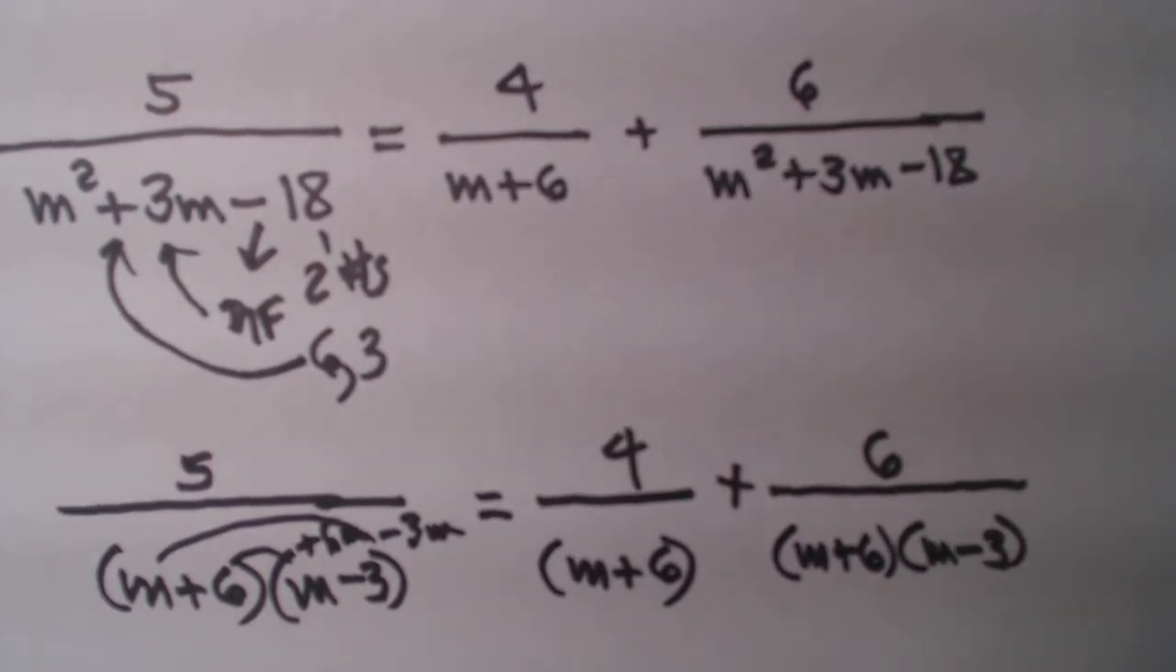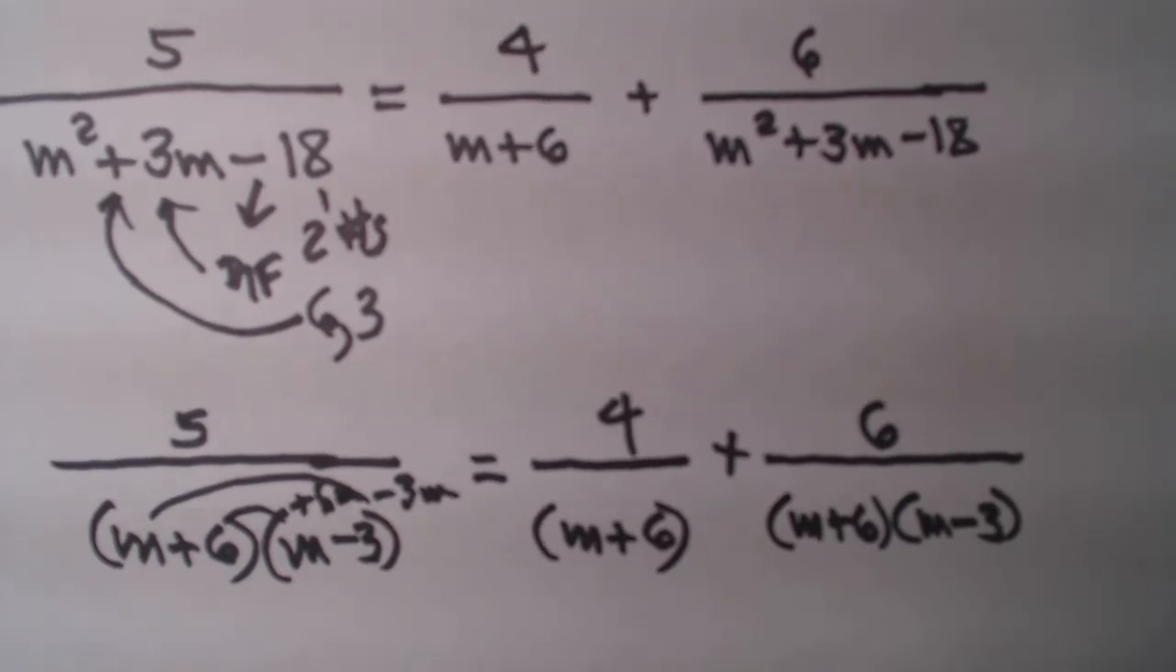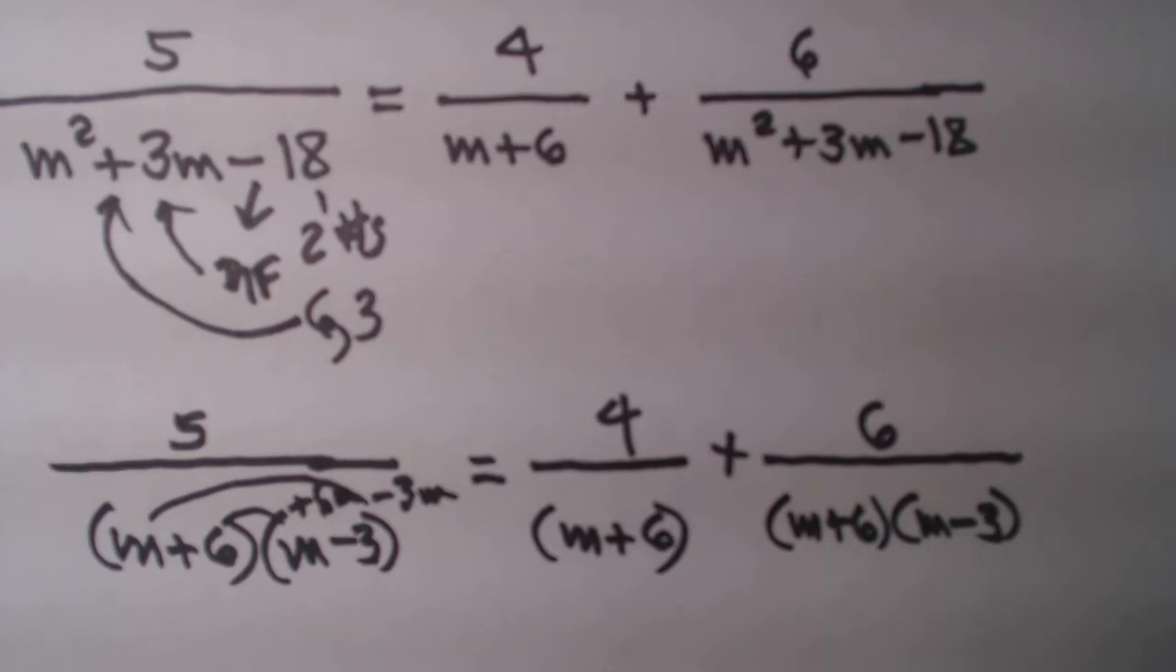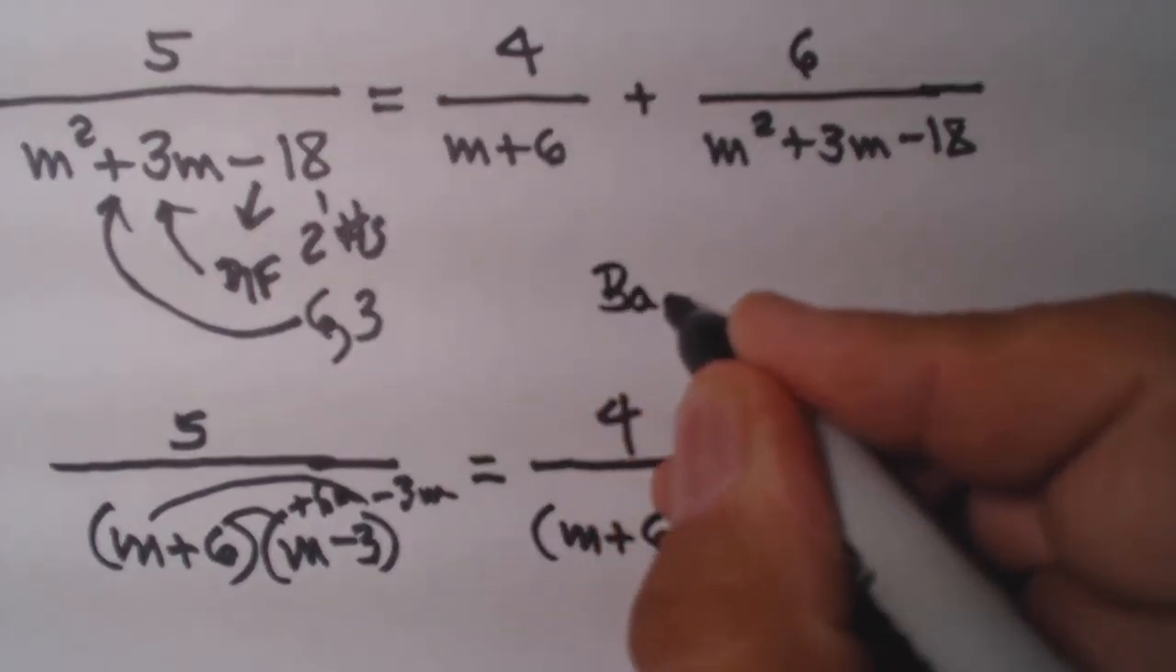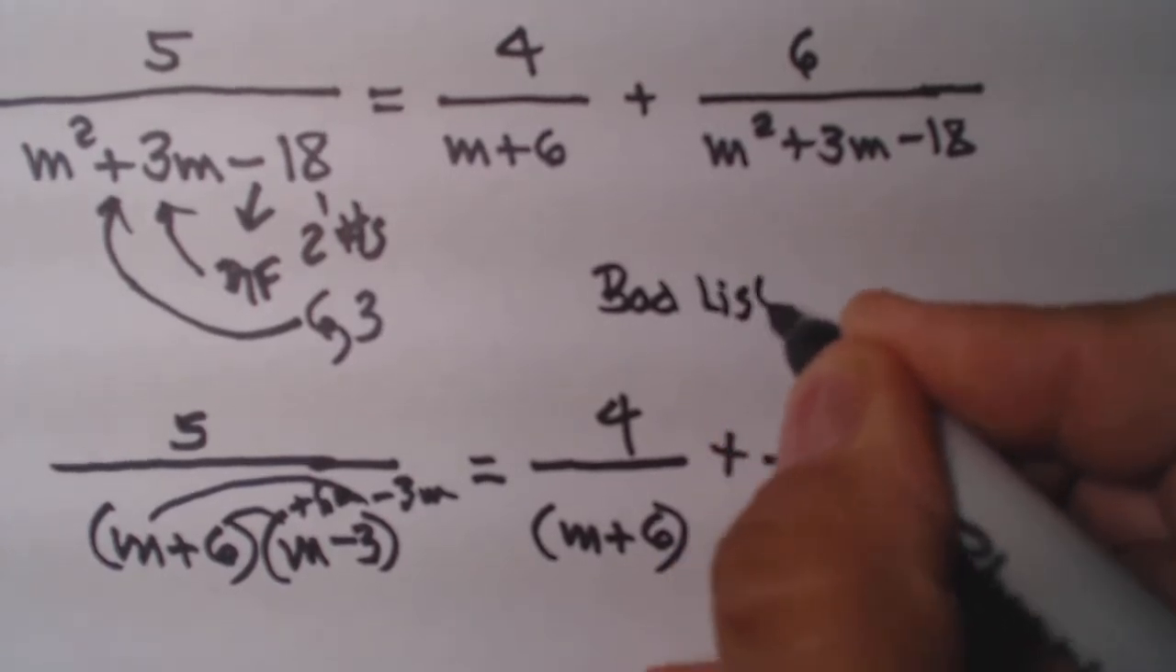Okay, well now, here we go. Let's figure out first what the bad list is. I got a little bit of room right here, so I'll put it in here. Bad list equals.